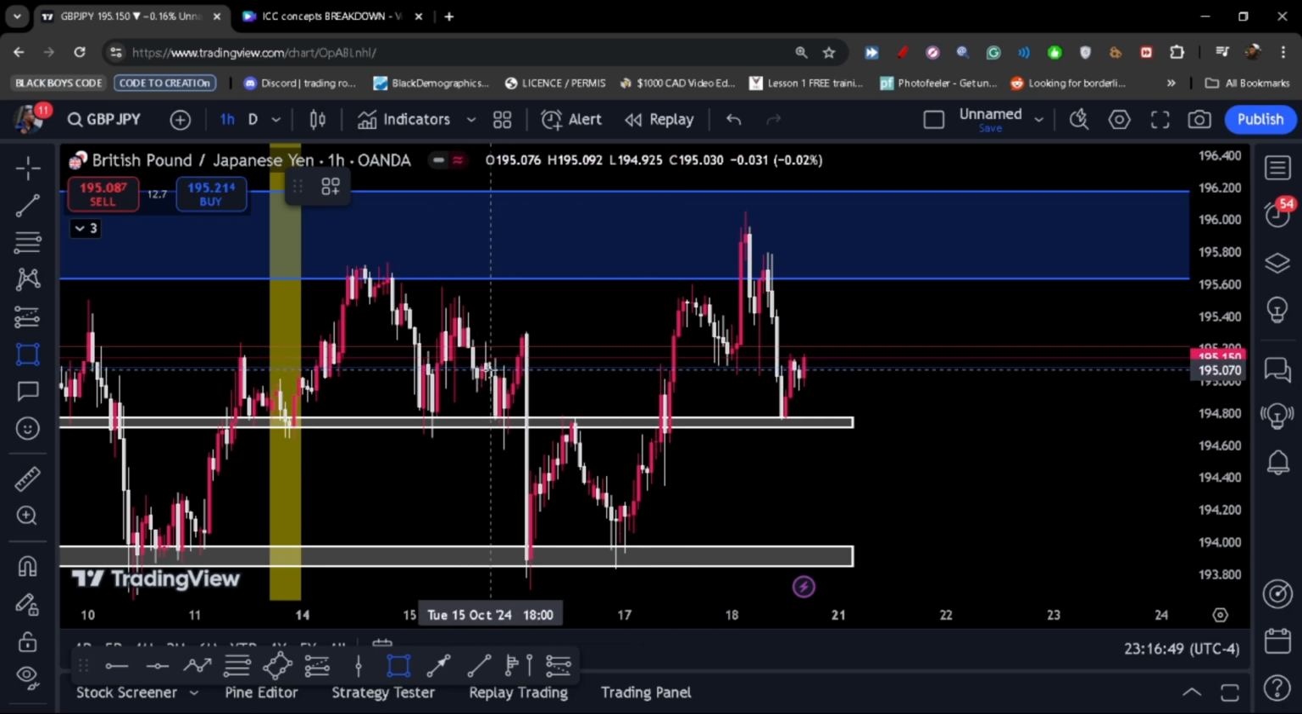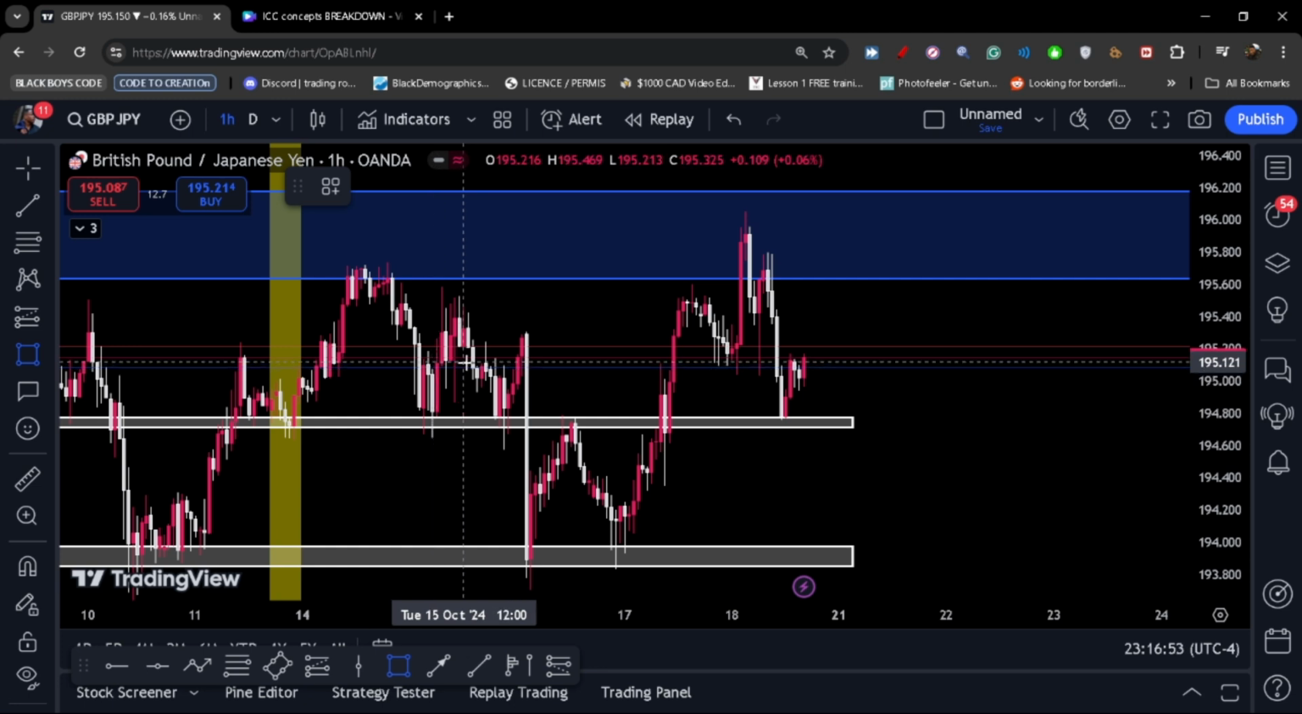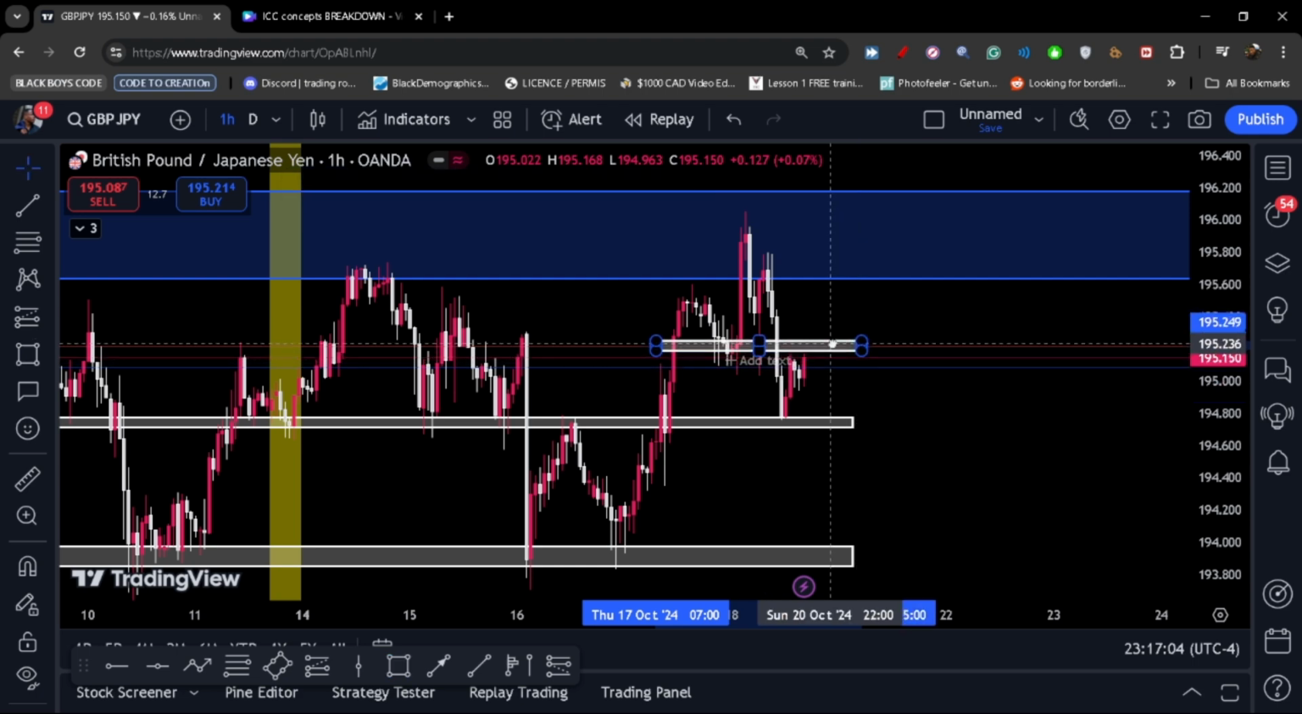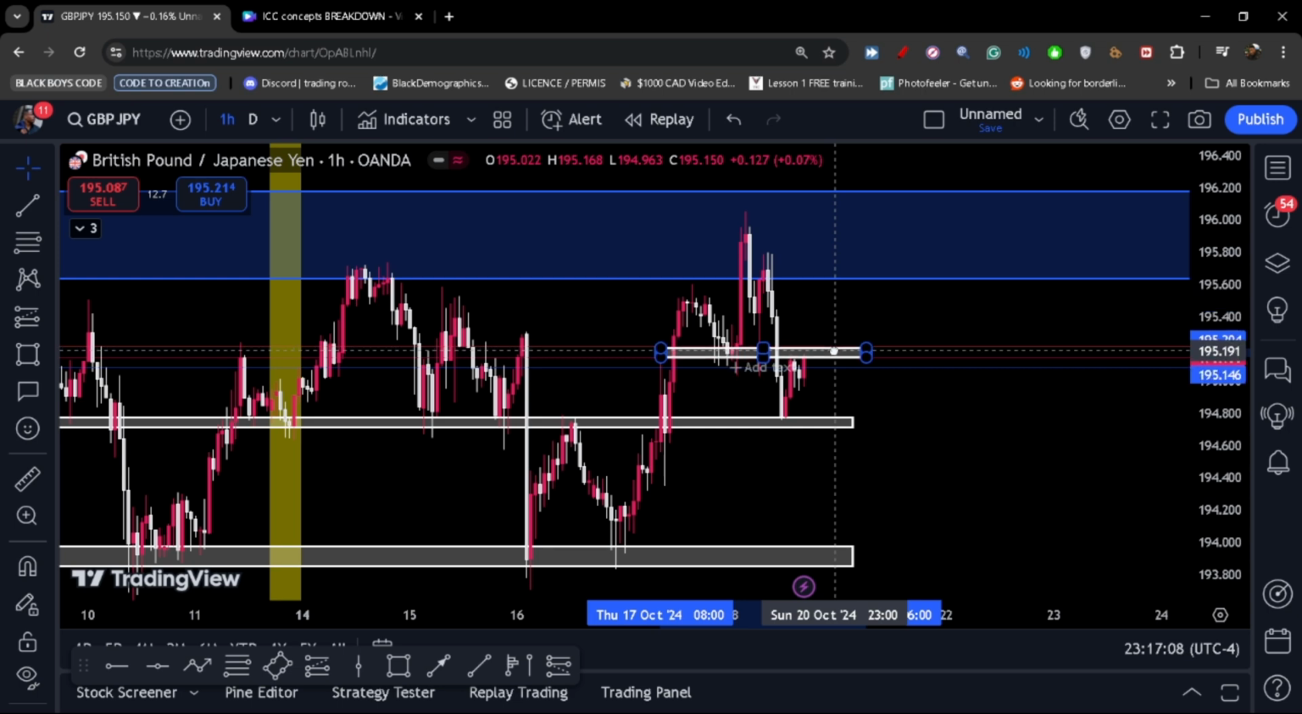Boom, boom, boom. So yeah, I would say from here, to be honest. Alright, so basically from here. Personally, I do believe price was actually going to buy up, but we'll see how price reacts.